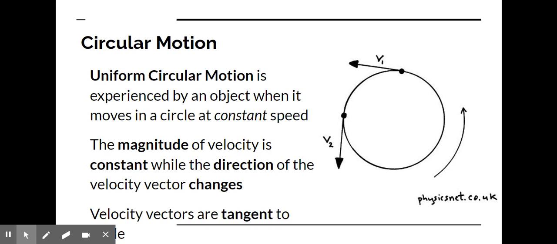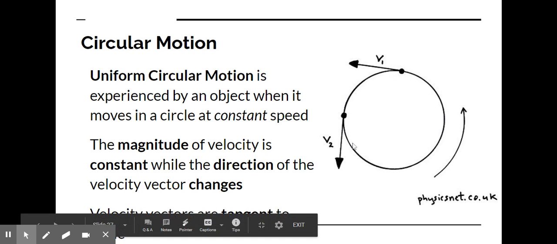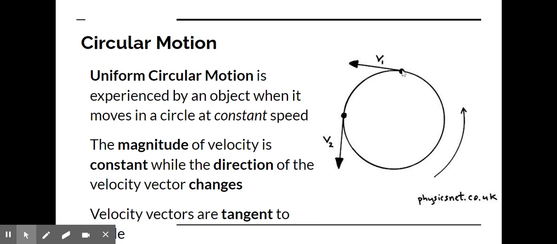So circular motion, or uniform circular motion, is experienced by an object when it moves in a circle at a constant speed. That's the key for uniform circular motion: we have a constant speed. The magnitude of velocity is constant, while the direction of the velocity vector changes. So the velocity vectors are tangent to the circle, like in this picture here. Again, speed is going to stay the same, but velocity is going to change because our direction is changing.